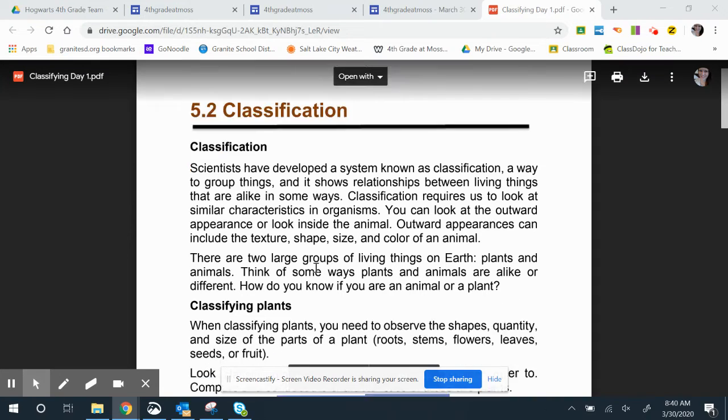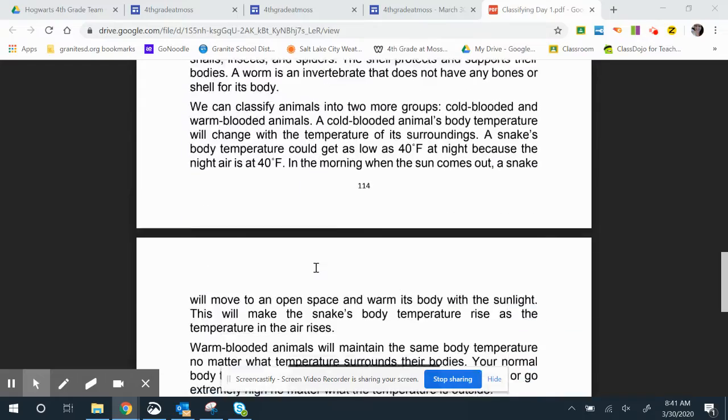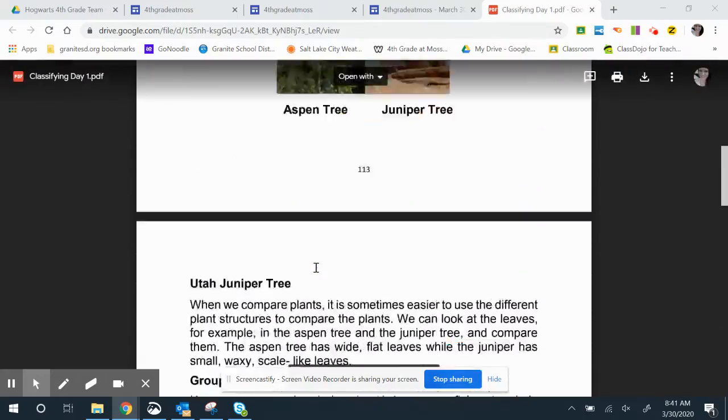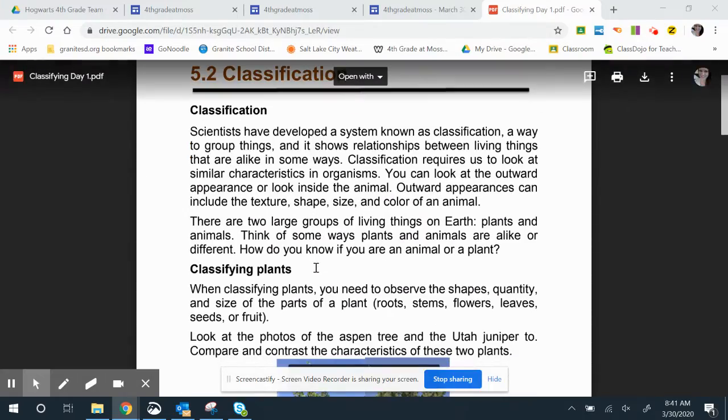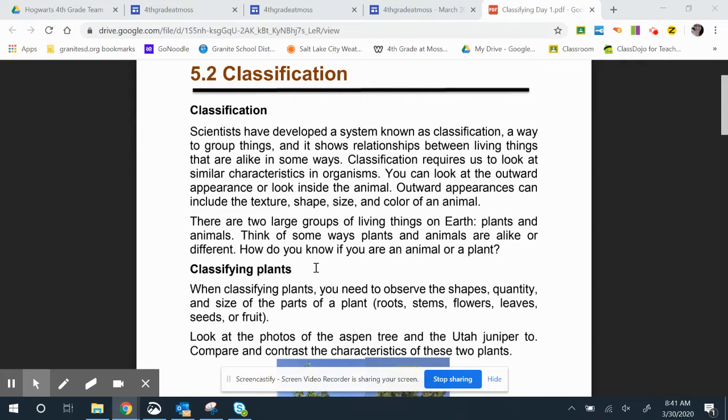So I'm just going to kind of be reading through this. I probably won't read all of it, but I'll just kind of read through and explain some of it, okay? So I would encourage you to read it on your own as well.